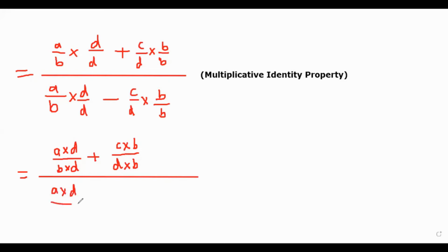Similarly, for the whole denominator, we will be using the same property or same method. So A cross D divided by B cross D minus C cross B divided by D cross B. So we are not going to name this property, although we know what this property is. Practically, it is the property of all of the real numbers in which numerators and denominators will be multiplied with each other individually.